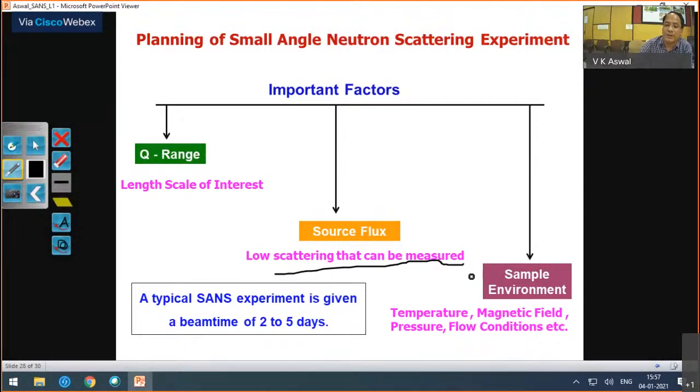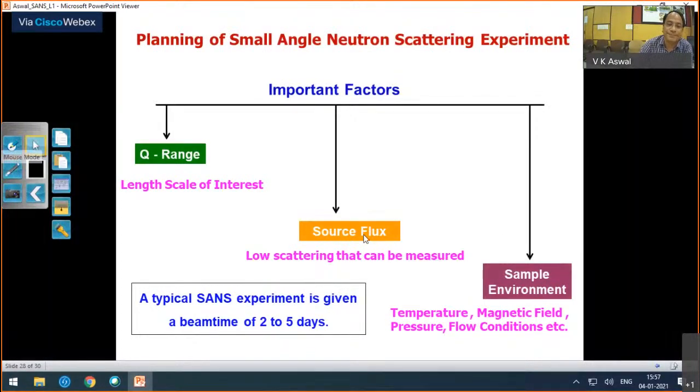And also, what sample environments are available with the instrument? What is the temperature range you are interested in varying? What is the magnetic field you want to apply? Pressure, flow conditioning. It is good to know whether these are available with the instrument, so that when you plan experiments, they are available.